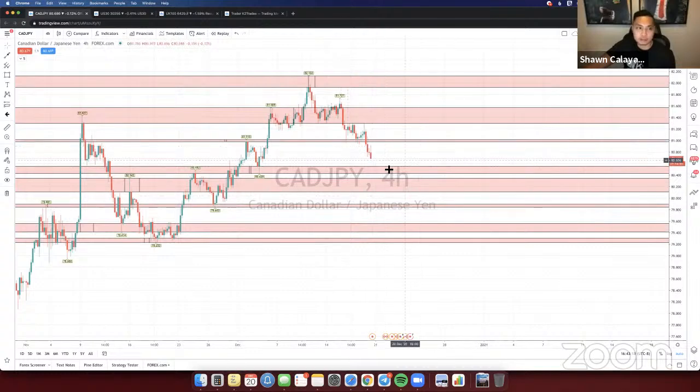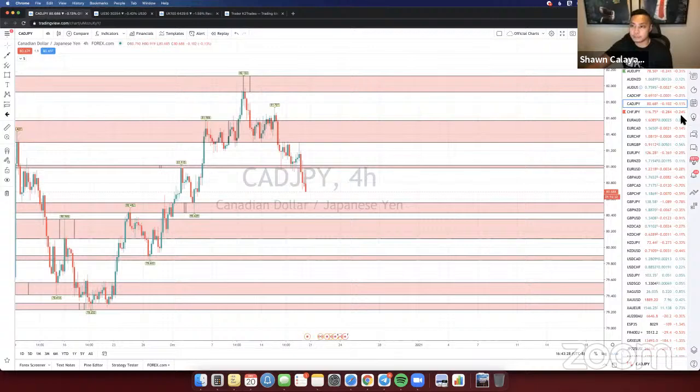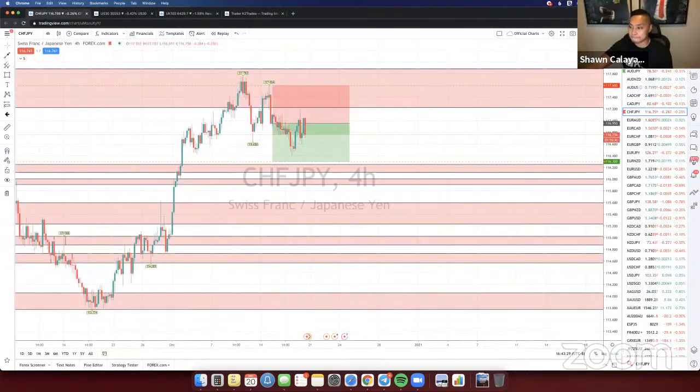So those are your parameters for CAD JPY. Just keep in mind, if it breaks the structure or even breaks the structure down here, we can probably see it continue farther down. So that's it for CAD JPY right here. Let's move on to the next pair, CHF JPY.